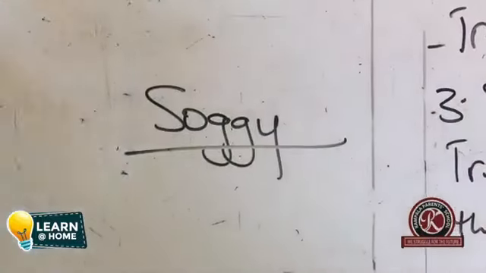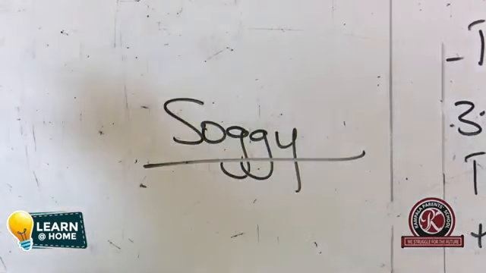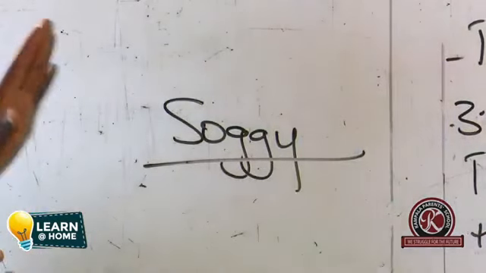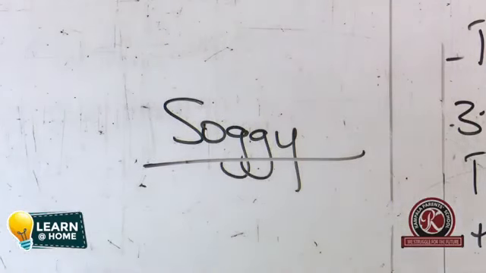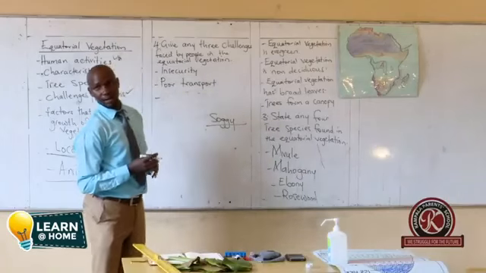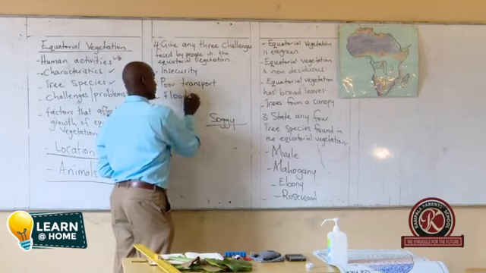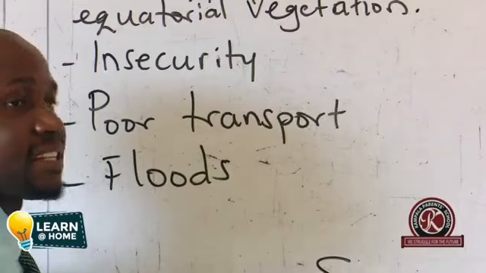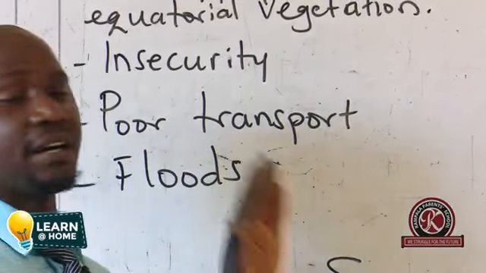So I've looked at why there is poor transport in the equatorial region. We have said presence of thick forests. Then the land is soggy, meaning the water table is near the earth's what? Surface. The last problem we can talk about is floods, since in the equatorial region there are many water bodies and it receives a lot of rainfall throughout the year.